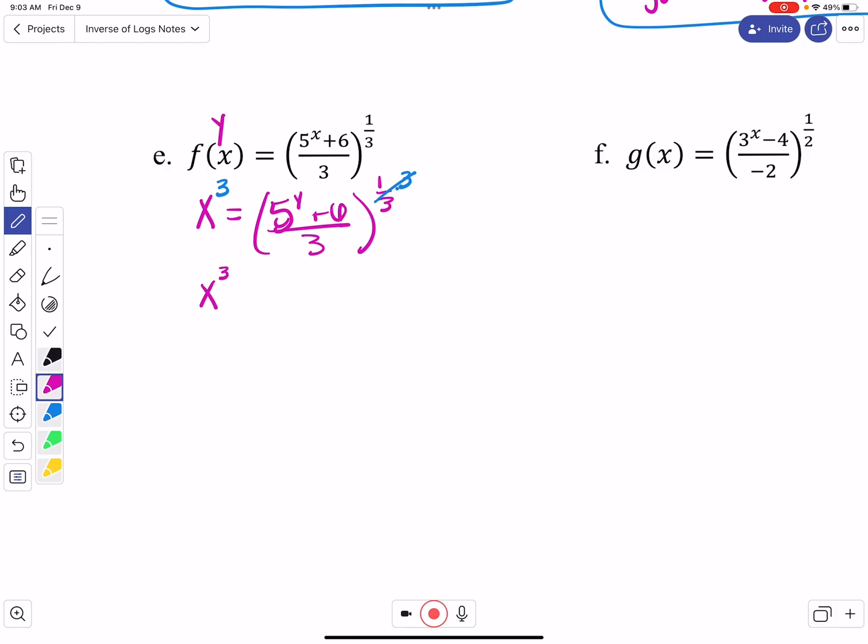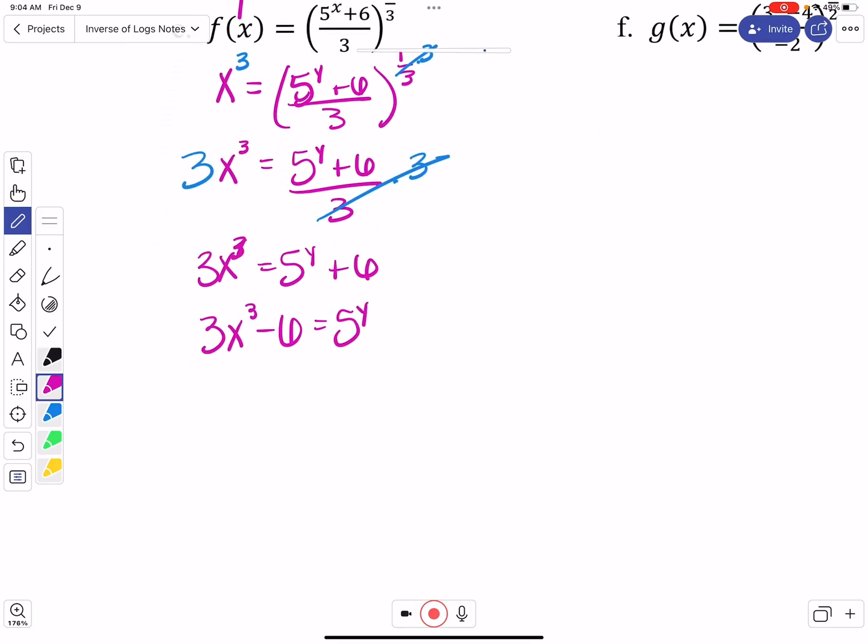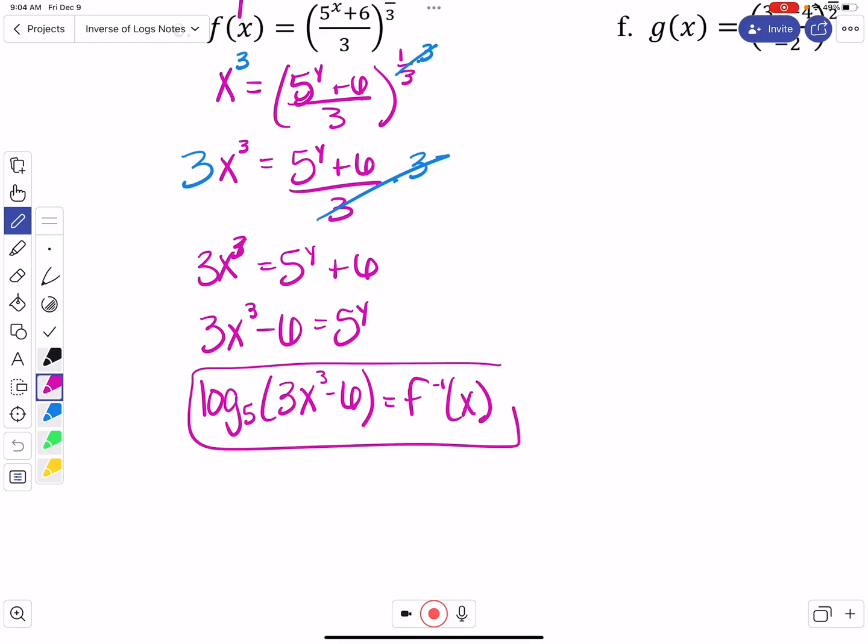So now I have x to the 3rd equals 5y plus 6 over 3. Now I can multiply by 3. So I have 3x to the 3rd equals 5y plus 6. And now we want to subtract 6. And now I'm ready to take the log since I have that base of 5 isolated. So I have log base 5, 3x to the 3rd minus 6 equals y. And remember, we started out with f of x, so I'm going to write inverse of f of x.